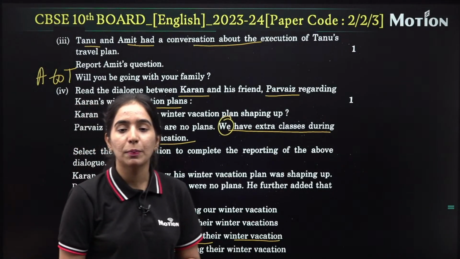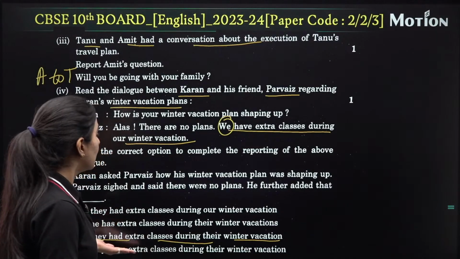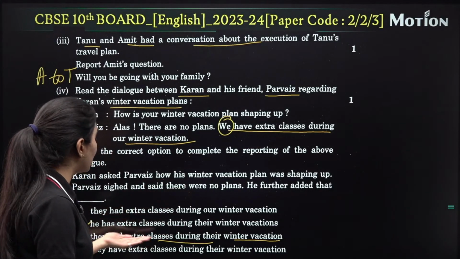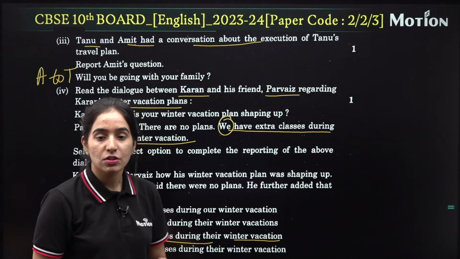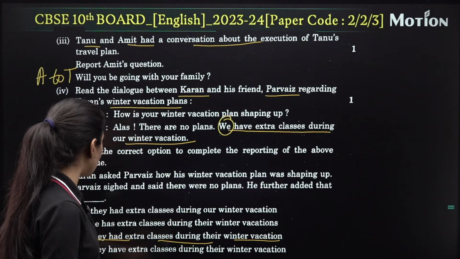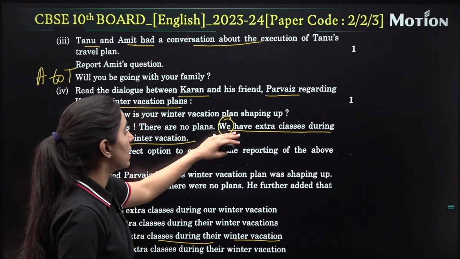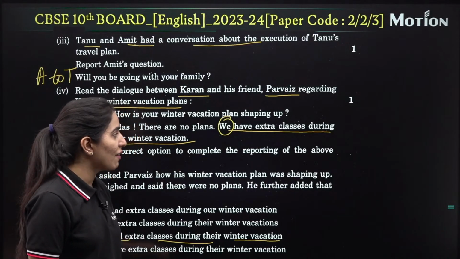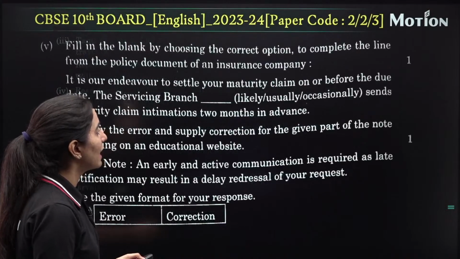What have you selected, students? We hope you have selected option C, that the correct answer is he further added that they had extra classes during their winter vacation. Okay, so that's option C. Deepa, not option D. They have will be wrong. You have to change the tense, beta. The tense here is present perfect tense. Have extra classes will change to past perfect. So option C is your correct answer.